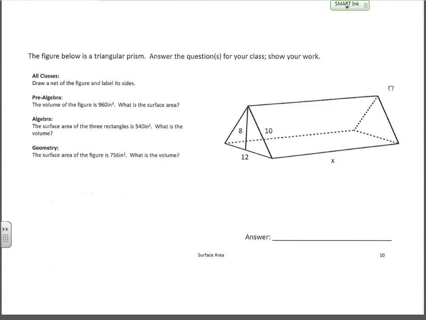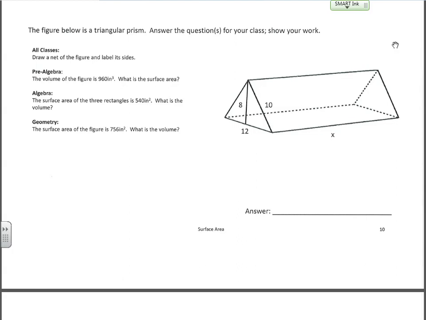Next up, we have our shaded area question. And in algebra, the surface area was only of the 3 rectangles, but now I give you the surface area of the figure. So in the algebra packet, we talked about the 3 rectangles. Their areas are represented by 10 times x, right? The length times the width here for that side rectangle. The one on the other side is another 10 times x, because it's the same size.